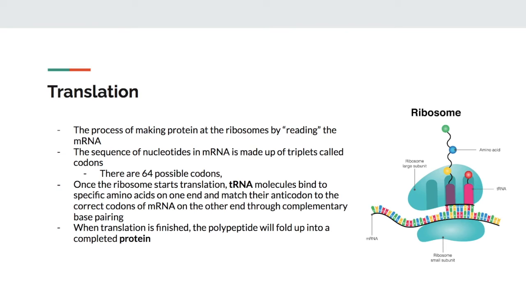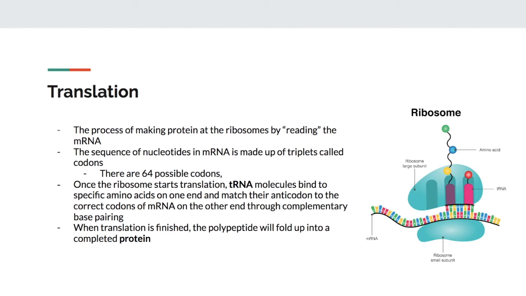Next, we will discuss translation. Translation is the process of making protein at the ribosomes by reading the mRNA. The sequence of nucleotides in mRNA is made of triplets called codons. There are 64 possible codons, including one codon that tells the ribosome to start translation, and 3 codons that tell the ribosome to stop translation. Every other codon corresponds with one of 20 amino acids, which are the building blocks that make up proteins.